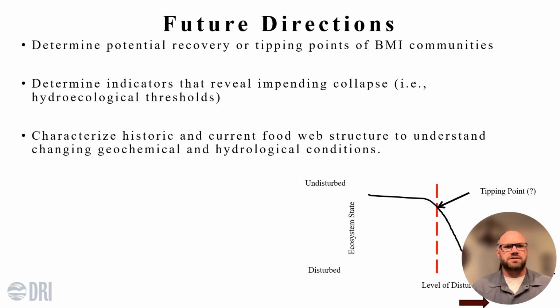This leads us into future directions where we are trying to understand these tipping points for BMI communities. We are looking at indicators that may reveal impending collapses, such as hydroecological thresholds and things like that. And one of the ways we're doing that is trying to characterize historic and current food web structure using stable isotopes to understand changes in those community structures from geochemical and hydrological conditions.